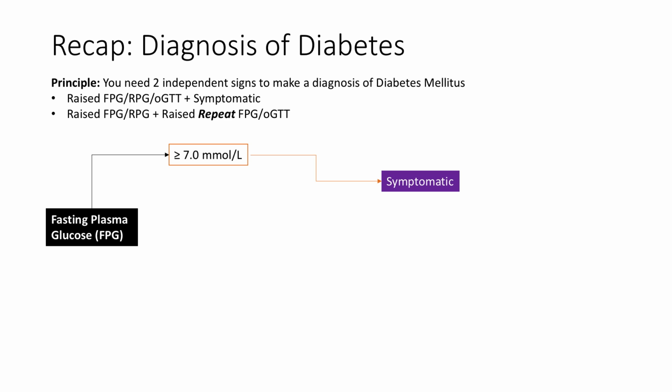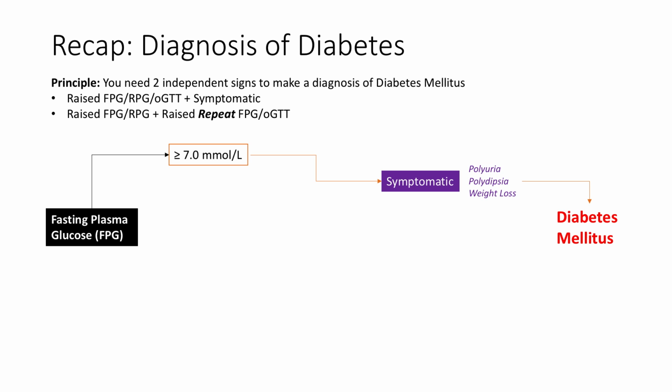Yes, you can, because remember the rule: you need two independent signs to make a diagnosis of diabetes. The first sign is FPG above 7, the second is that he's symptomatic, and the symptoms include polyuria, polydipsia and significant weight loss. Then I can diagnose diabetes mellitus.